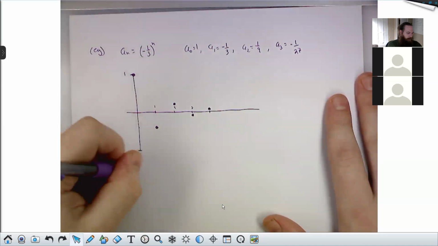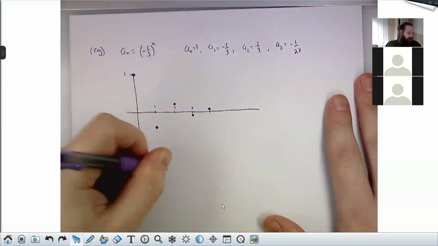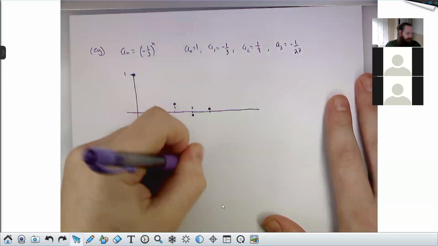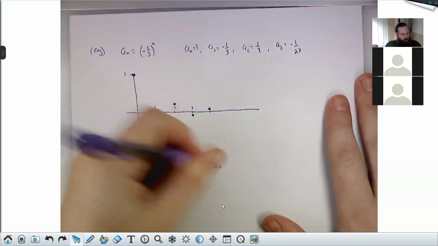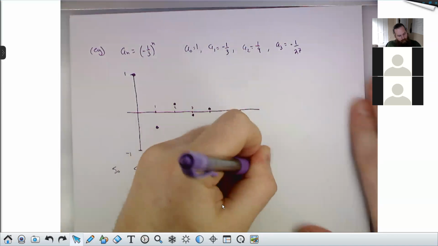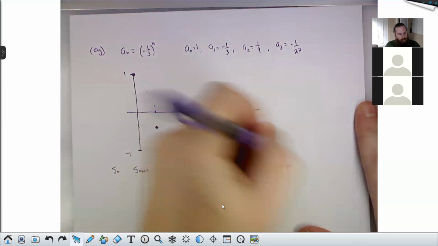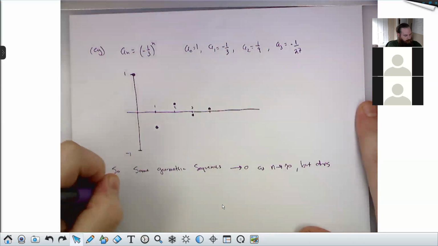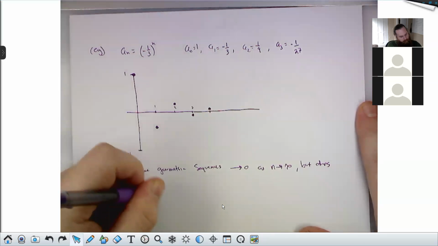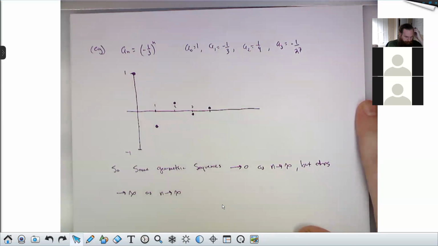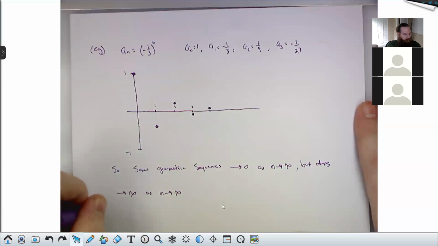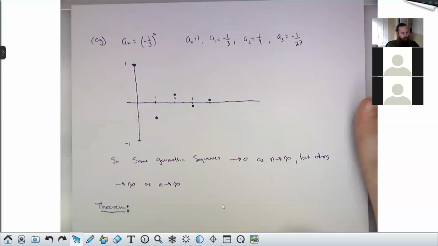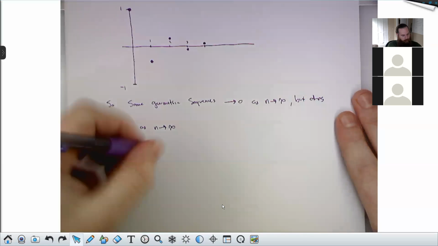So some geometric sequences go to 0 as n goes to infinity, but others go to infinity as n goes to infinity. And what we want to do is characterize which geometric sequences go to 0. So here's the theorem.